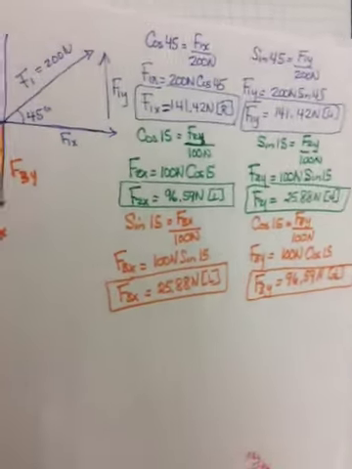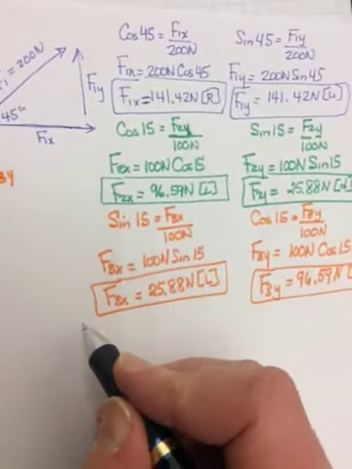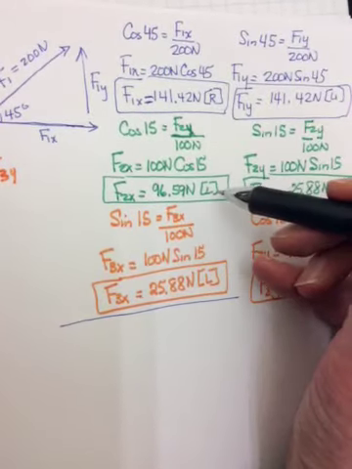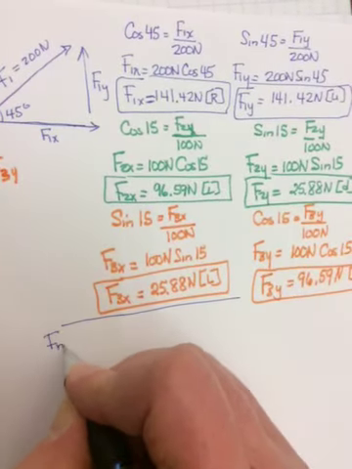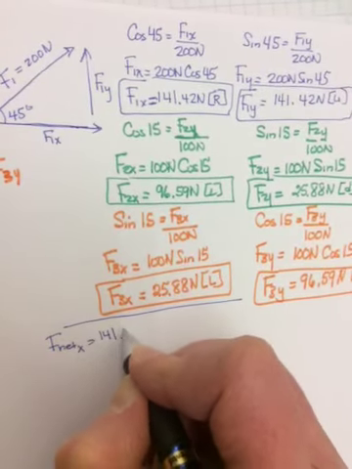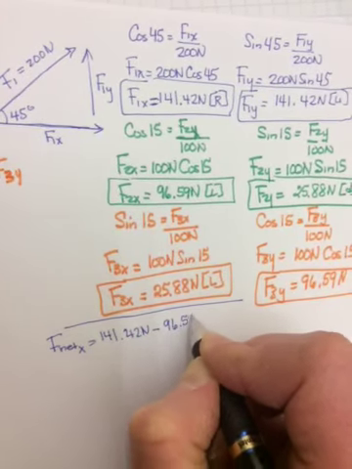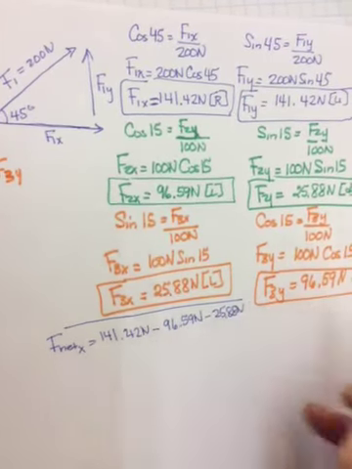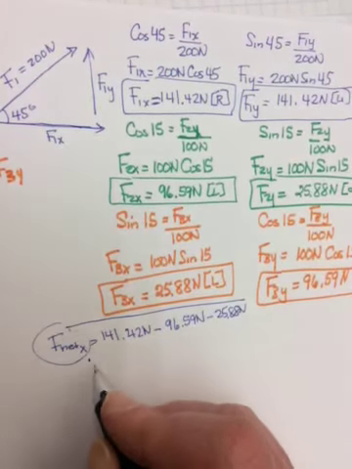Okay, so now we have our three components. We need to add them up in the x direction. We need to add them up in the y. So looking at the x, you have a right, a left, and a left. So the net in the x direction is going to be 141.42 newtons minus 96.59 newtons minus 25.88 newtons. Okay, and when you do that, you get a total.